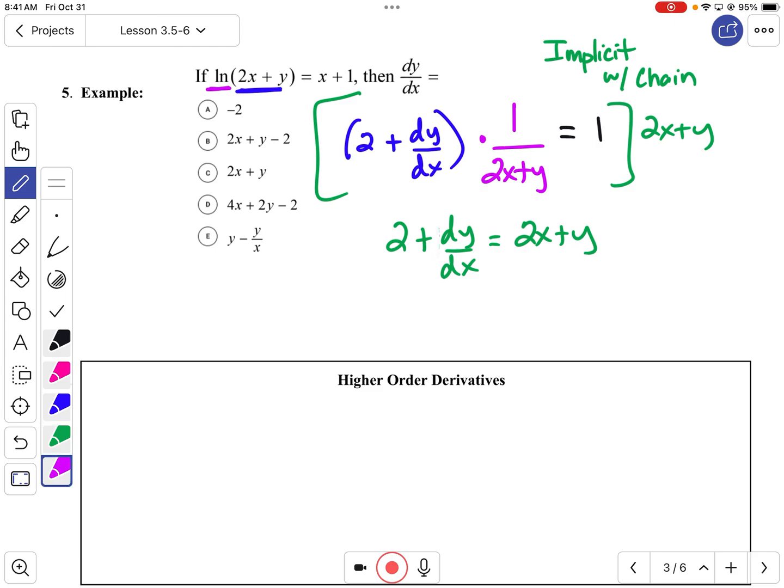So now to get the dy dx by itself, we would just have to subtract the 2. So I get 2x plus y minus 2, which would be b.